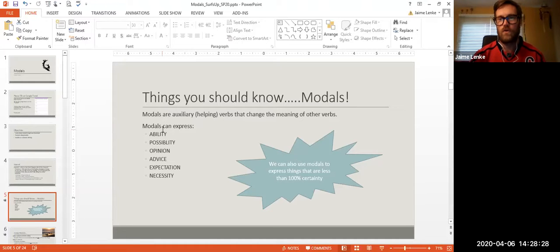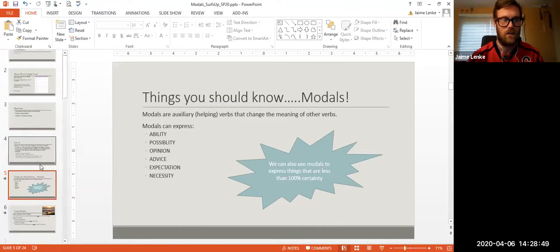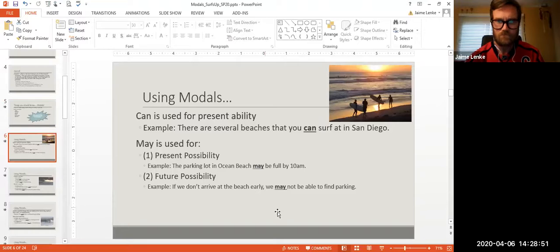So we use modals to change the meaning of sentences to make them into different forms of expression. So when we talk about, you can go swimming, you don't have to, right? That's ability. Or you should or could go swimming, right? That's a possibility. So we use these modals in conjunction with other verbs to change the meanings of sentences. So let's look at some of these.